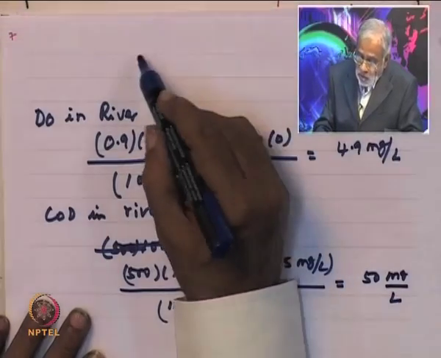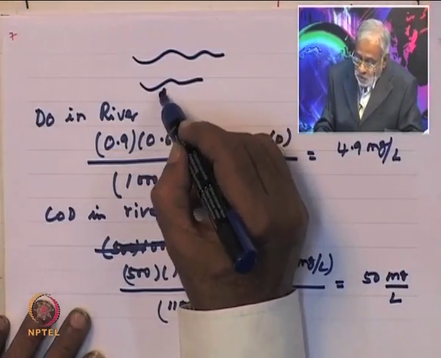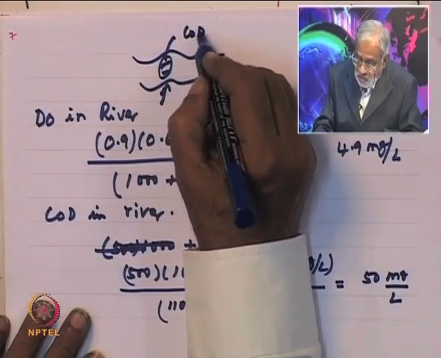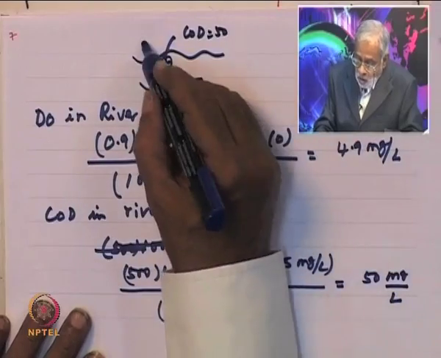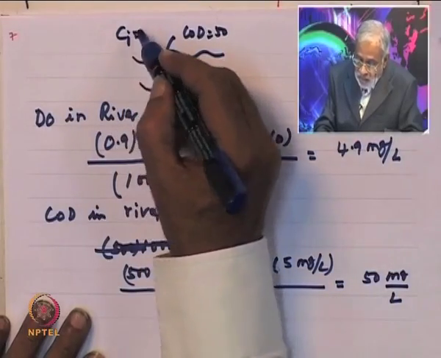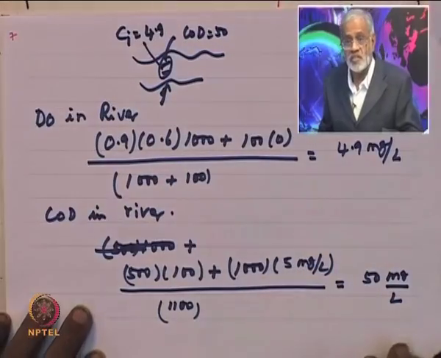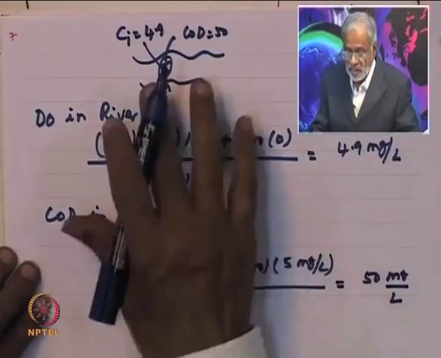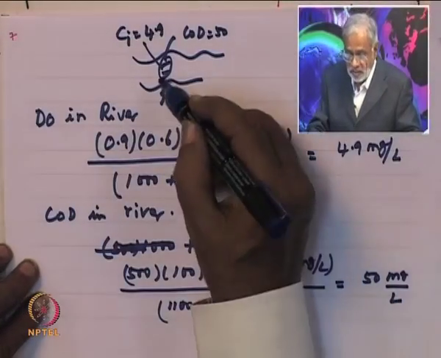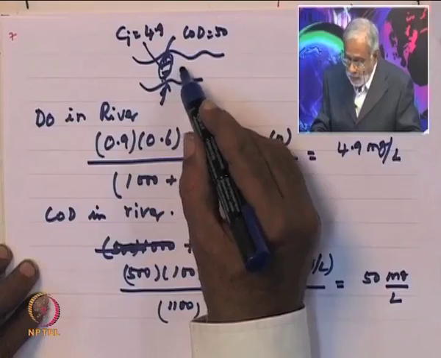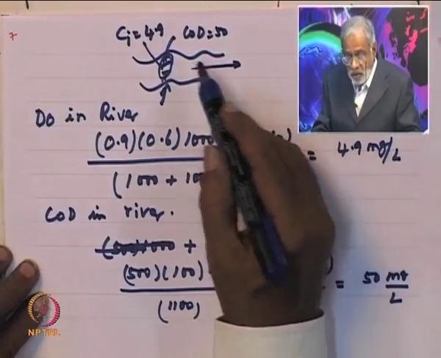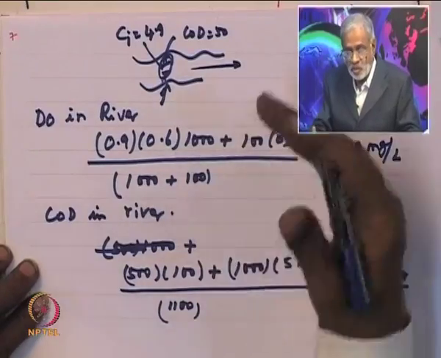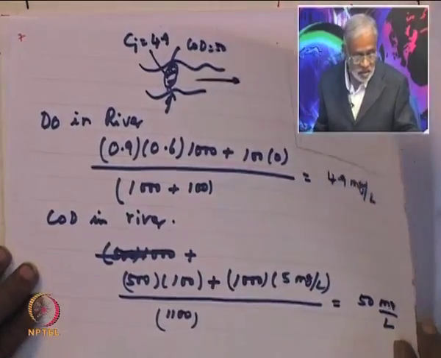What are we saying now? We have a river into which sewage has entered, and as a result of that, COD here is 50 milligrams per liter, and oxygen, which is Ci, equals 4.9. So, that is the state of the river at the point where the sewage has entered. Okay. Our intention is to see what happens as it goes along, what the residence time is, or what length of river it takes for it to restore itself, and so on. These are the questions that we want to answer.